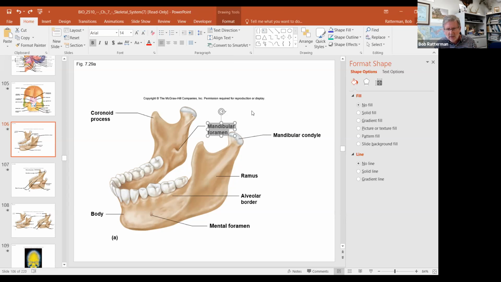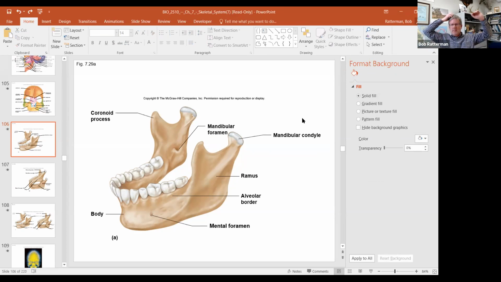What do they fit into? Anybody remember? The mandibular condyles fit into the what? What bone? Is it the temporal? It was the temporal bone, specifically the mandibular fossae of the temporal bone. Very good.